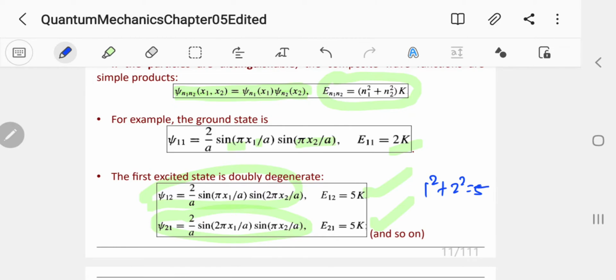If you want to go to the second excited state, what would it be? The second excited state would be when both particles are in the first excited state. So that's n equals 2. You will have 2 squared plus 2 squared, which would be 8k for the energy, 8k.